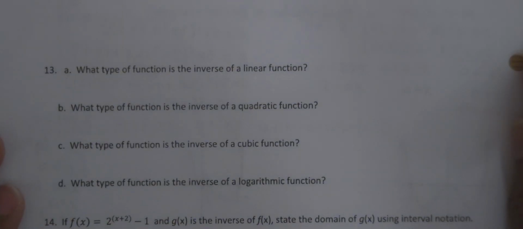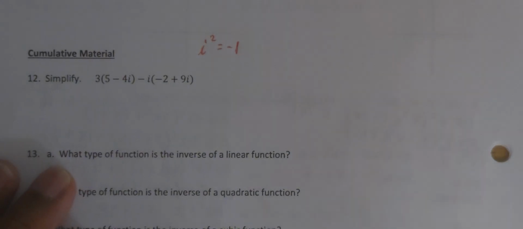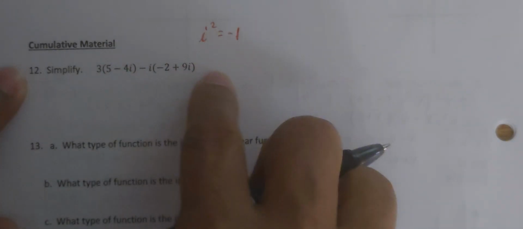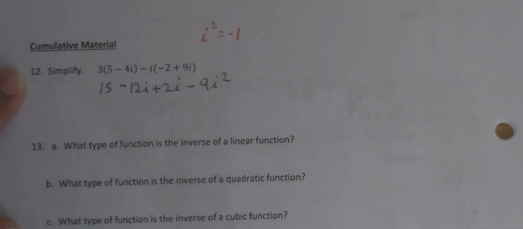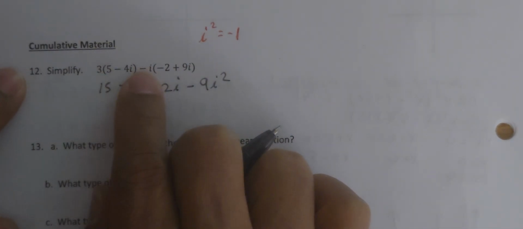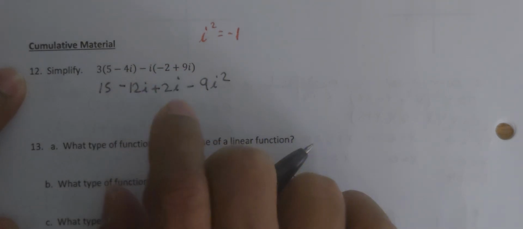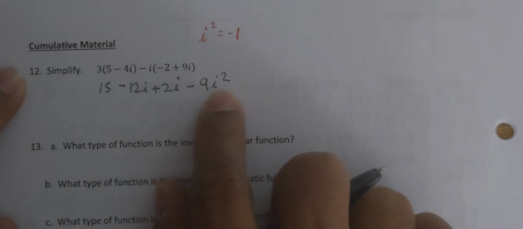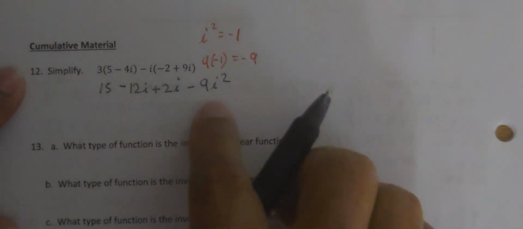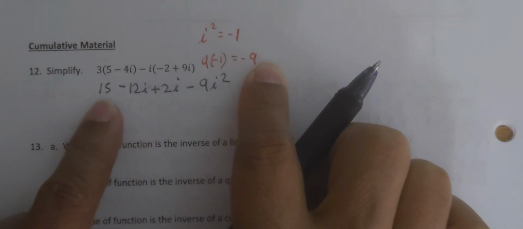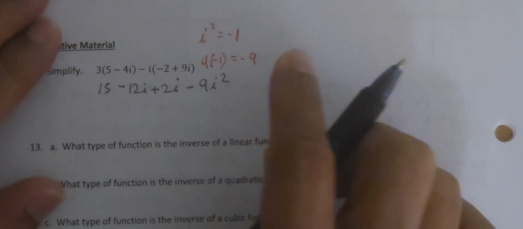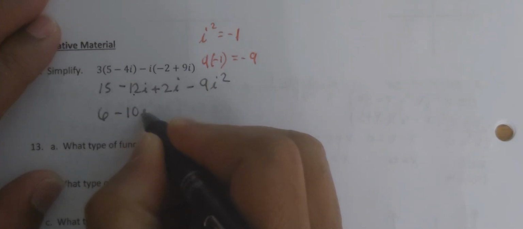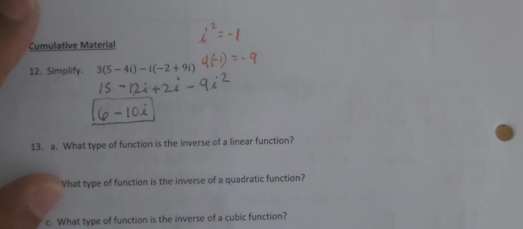This is cumulative. Let me remind you that i squared is equal to -1. So for 3 times 5, I'm going to simplify this by distributing what's in front of the parentheses. 3 times 5 is 15, 3 times -4i is -12i, -i times -2 is +2i, -i times +9i is -9i squared. But this becomes a -1, which means 9 times -1 is -9, but then we have a +15. When we combine 15 and -9, that gives us +6, and then -12i plus 2i is -10i, and this is the answer to number 12.